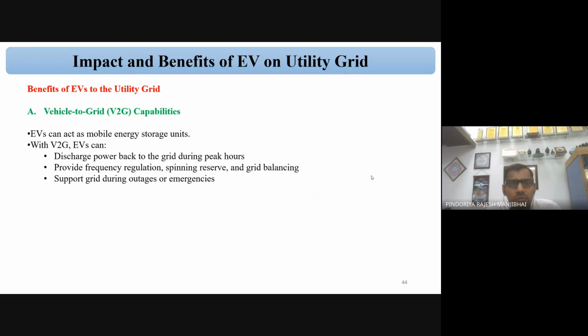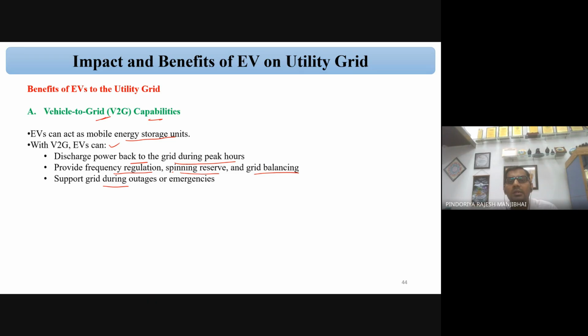I hope this one is the last slide. There are benefits of the EV. What type of benefit will we get? One is vehicle to grid. We can easily connect the vehicle to the grid. An EV can act as a mobile energy storage unit. With V2G, we can discharge power back to the grid during peak hours, provide frequency regulation, spinning reserve and grid balancing, and support the grid during outage and emergency conditions.